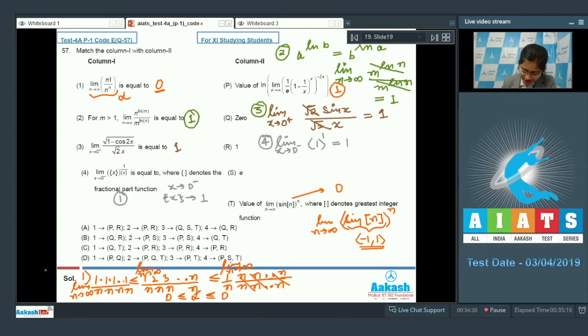Now let's match the answers. For option number 1 we have Q and T, and for option number 2 we have P and R. For option number 3, again we have P and R, and for this also we have P and R. So from the given options, it can be seen that the answer is option number C.